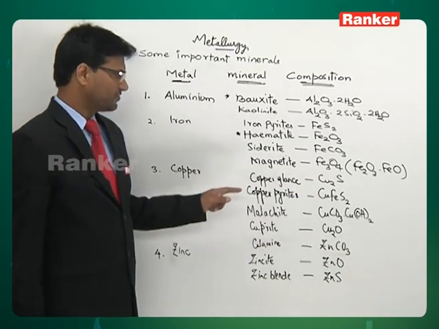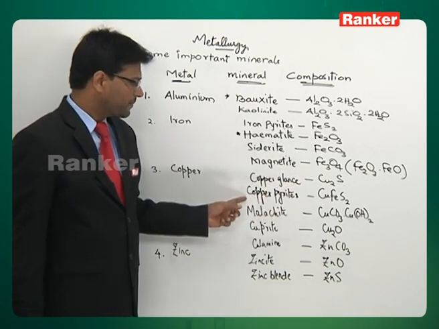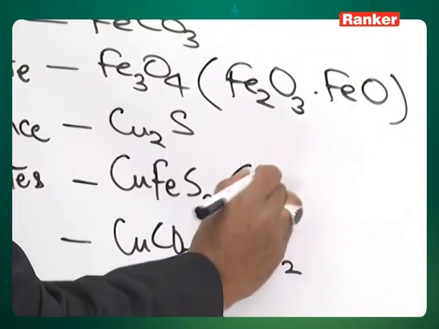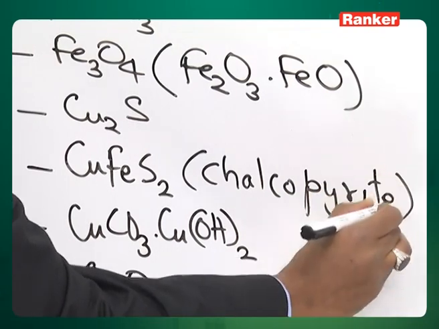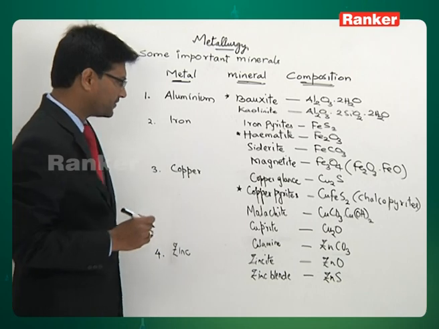Copper, the important ores of copper. This is a sulfide ore called copper glance. Copper pyrites is also called chalcopyrites. It is a sulfide ore, but this becomes the chief ore of copper. We don't have a better option than this.